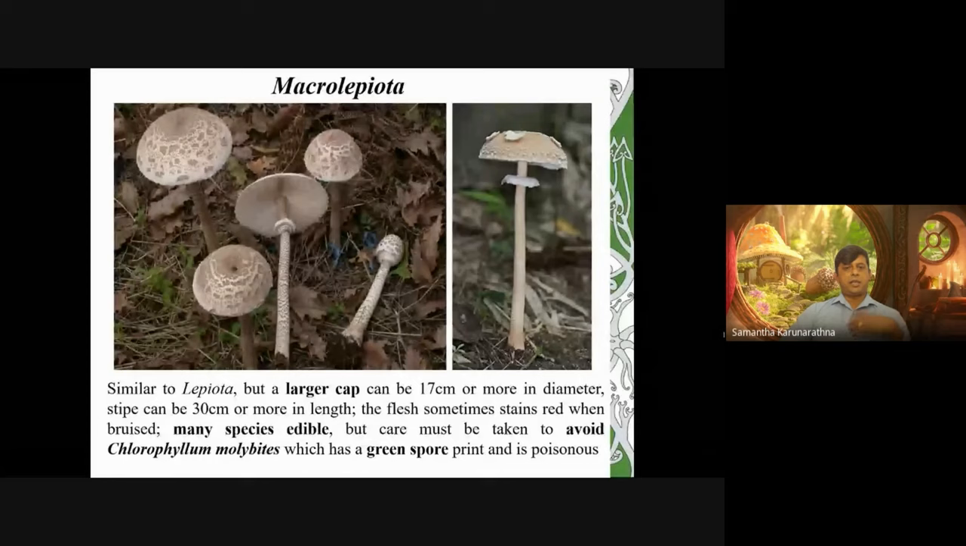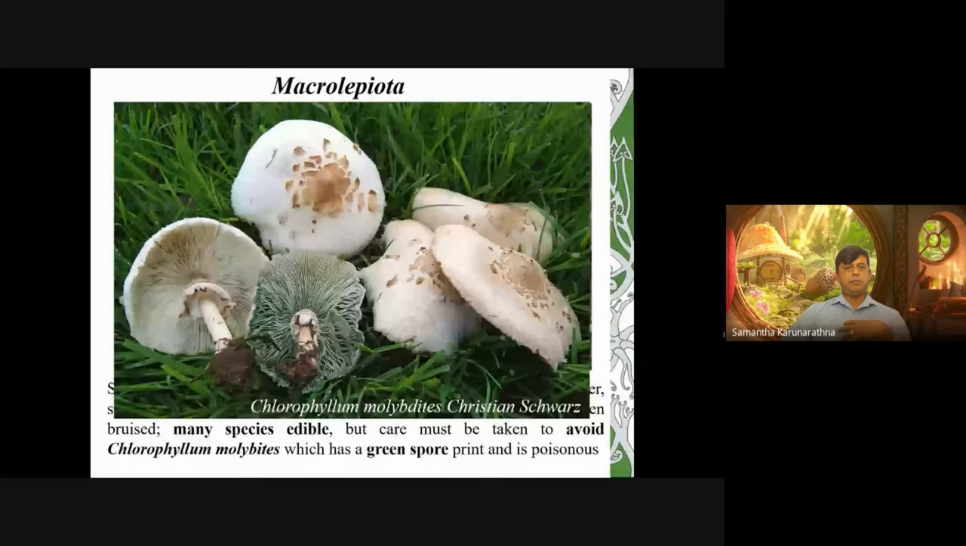And this can be confused with Chlorophyllum molybdites, which is a poisonous one, but it has an olive green spore print or gills. These have white gills. Next one, please. Yeah, this is the Chlorophyllum molybdites, which is the poisonous one. You can see the gills, when they mature, they become olive green. Next one, please.